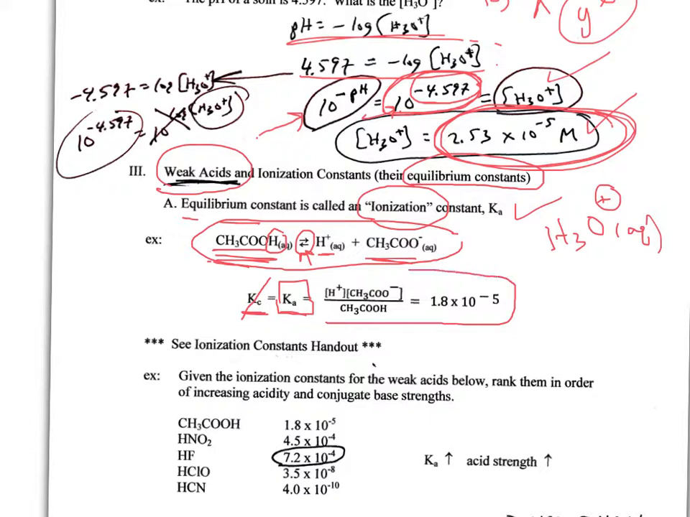And you won't have to memorize the Ka for acetic acid. Remember, that's just vinegar. You won't have to memorize it, but I'll bet you after two weeks you're going to know it because we do so many problems. It's 1.8 times 10 to the minus 5.